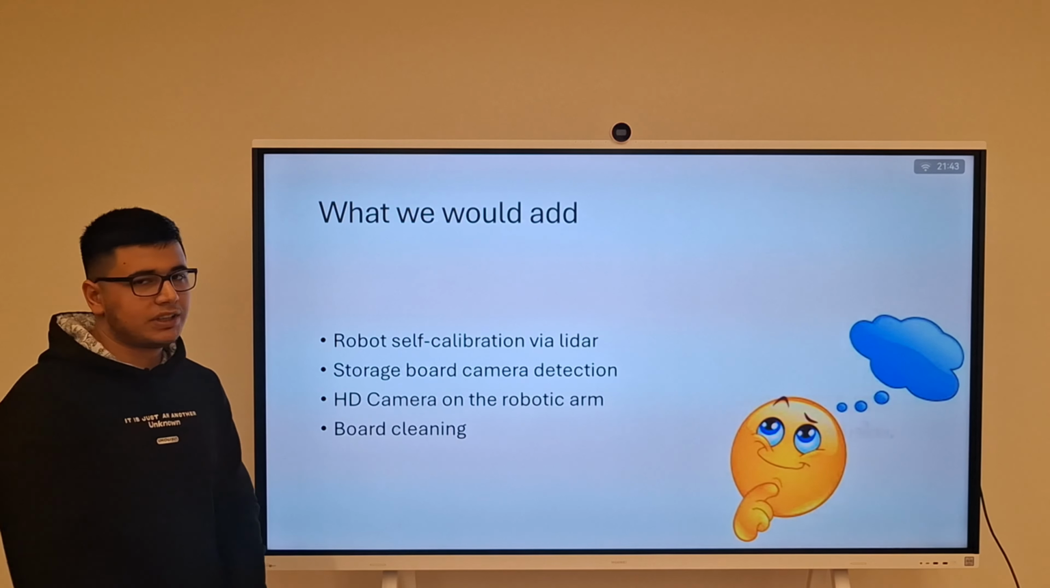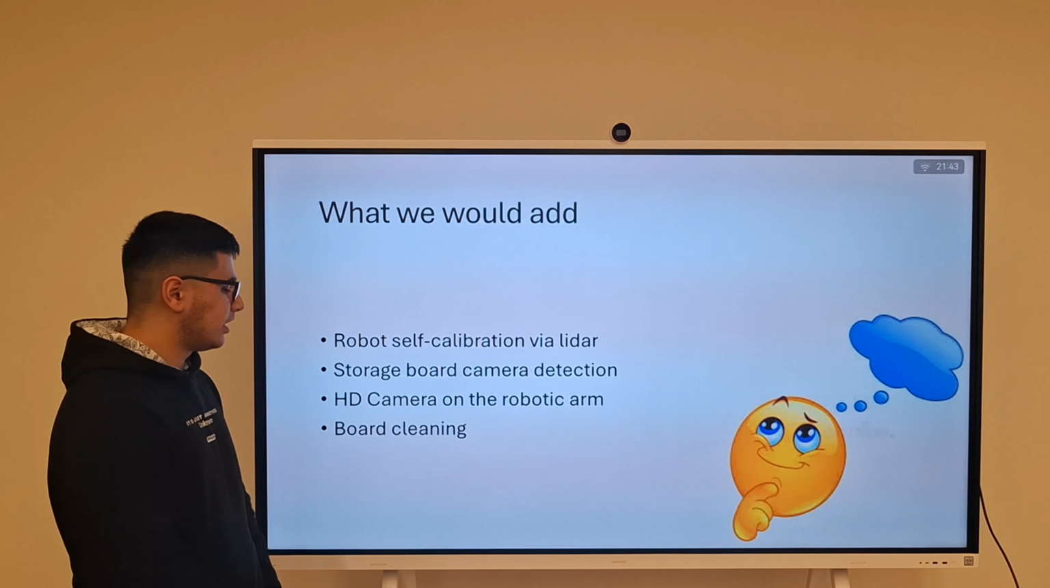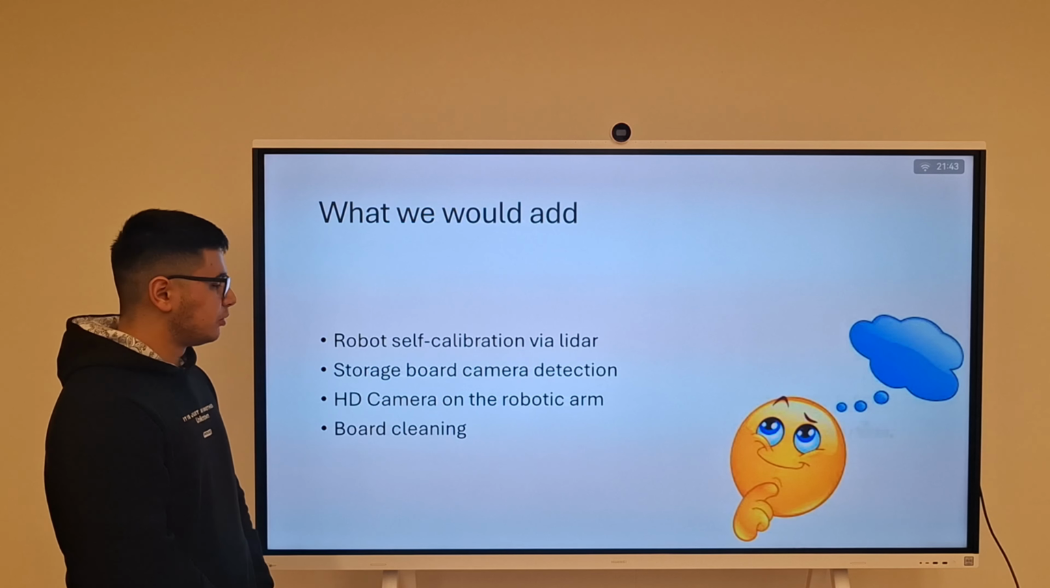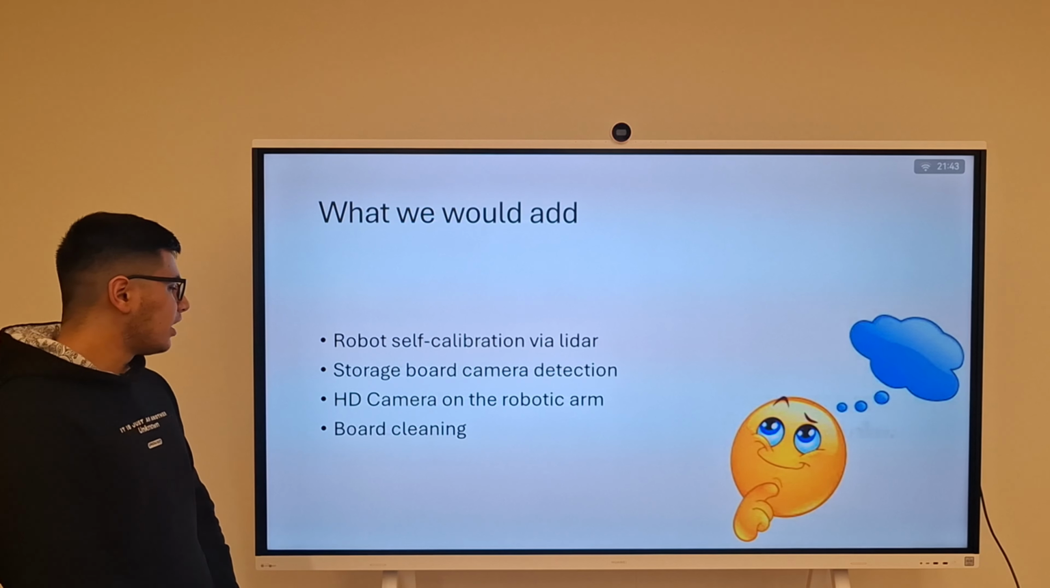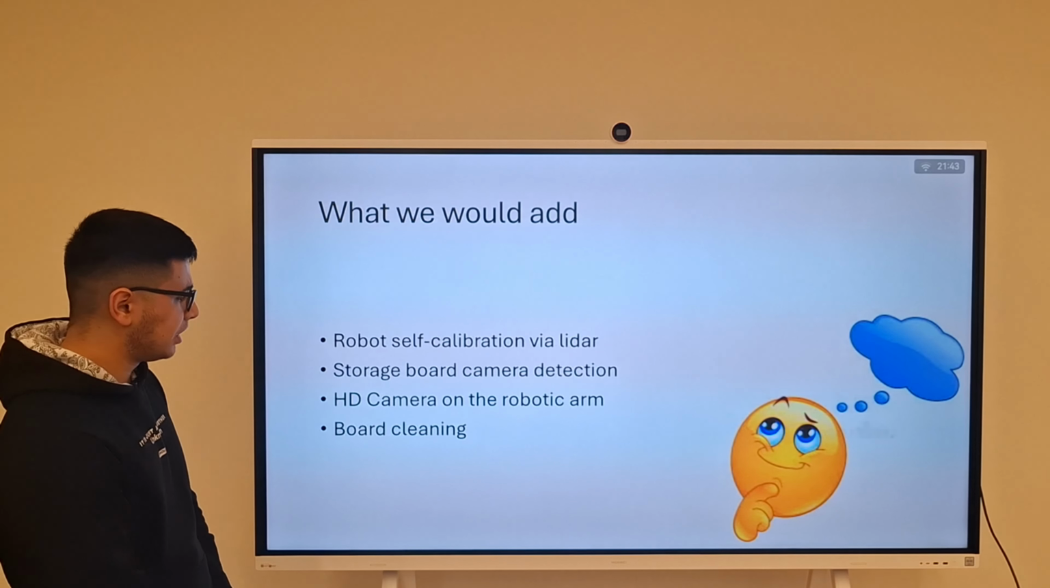And of course, board cleaning, as I mentioned before. It would always be better if the robot does the job instead of a human, and it could simply clean the board after each game played.